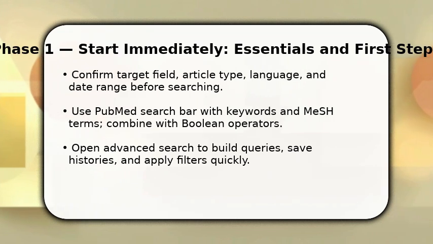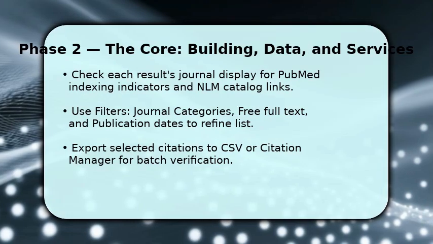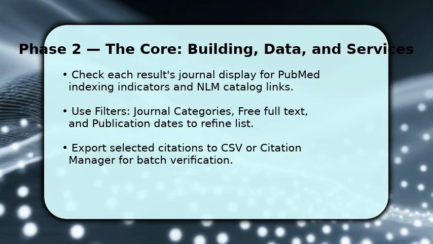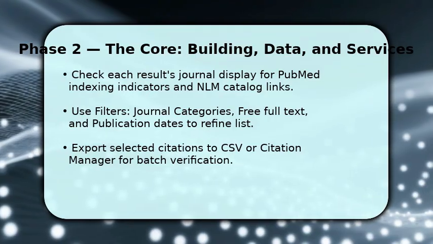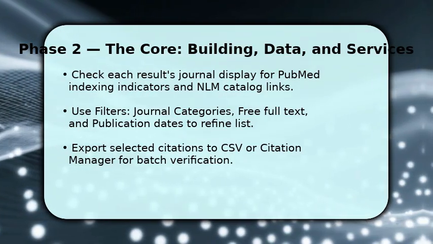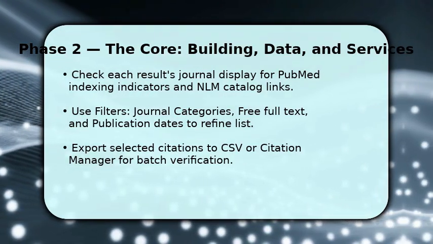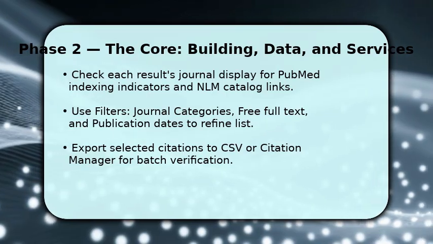Next, verify indexing at the record level. Open promising articles and inspect the journal title line and NLM catalog link to confirm PubMed indexing. Use filters, journal categories, free full text, and date limits to shrink lists. This helps you spot indexed journals faster.